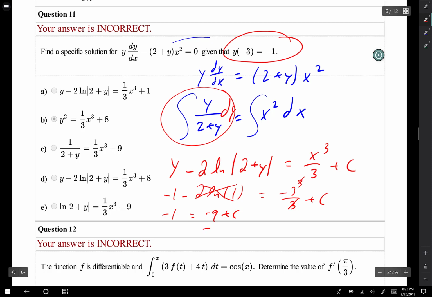So plus 9. So c looks like it's going to be negative 8. And I just start looking for that. So y minus 2 ln 2 plus y, can't be that one. It looks like it's almost that one. Y minus 2 ln 2 plus y, 1/3. There it is right there.